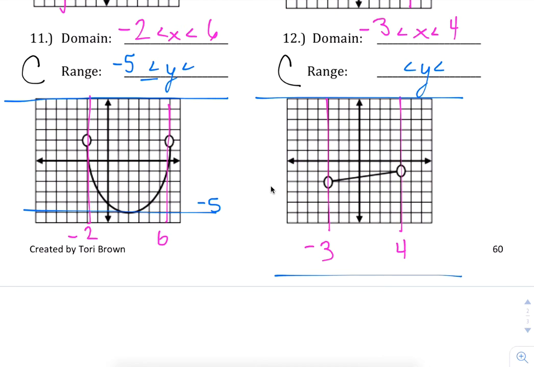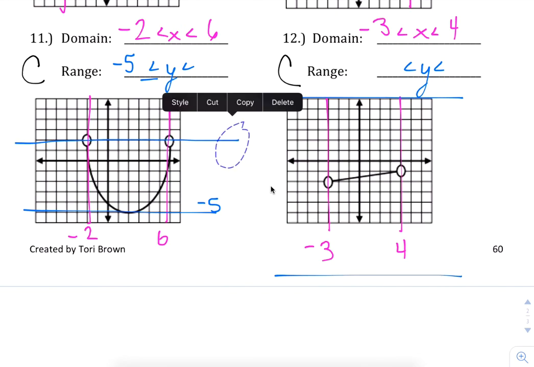What about the top? My highest dots are right here. I have open circles on both of them. So did I ever hit 2? No, I do not put the equal to.